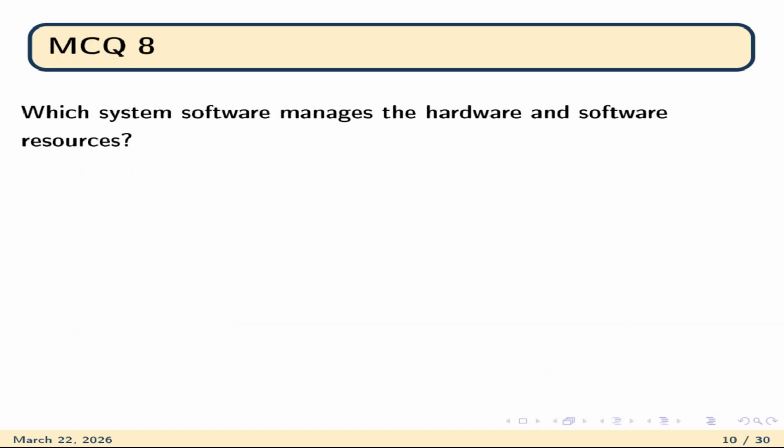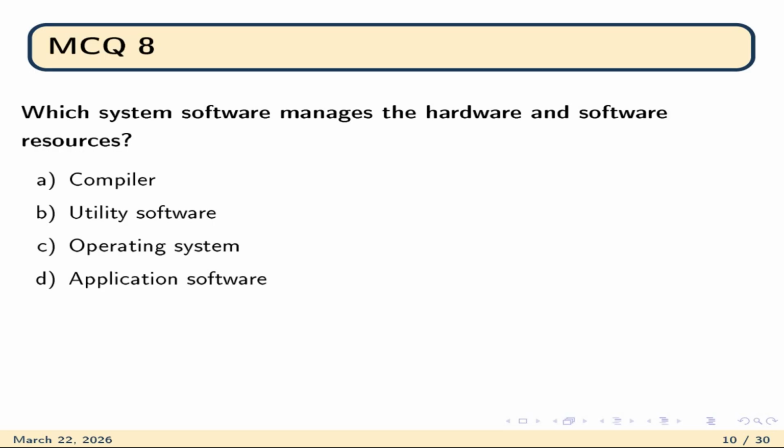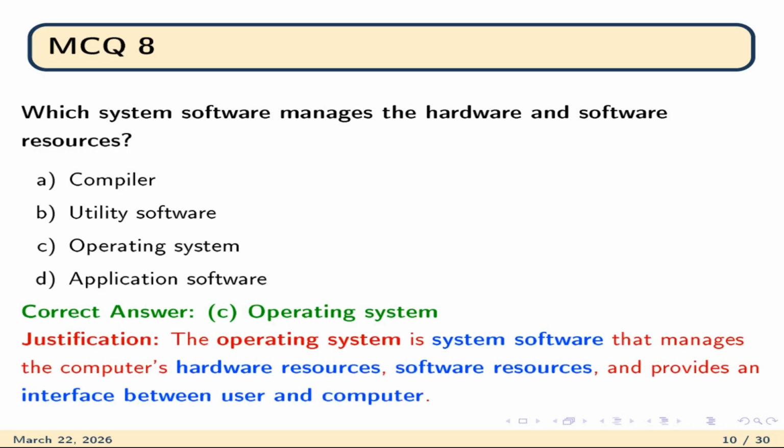Last multiple choice question, number 8: which system software manages the hardware and software resources? Compiler, utility software, operating system, application software. The correct option is operating system, because the operating system is system software that manages the computer's hardware resources and software resources, and provides an interface between user and computer.